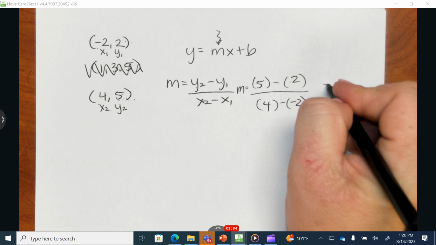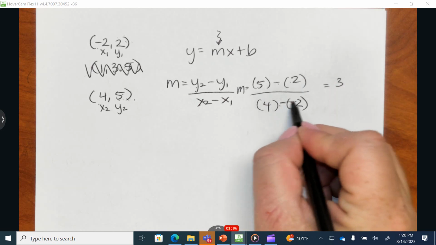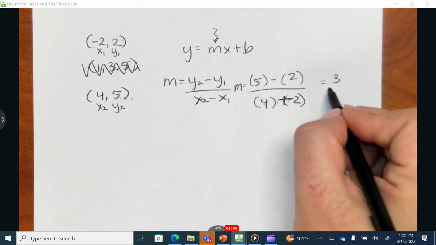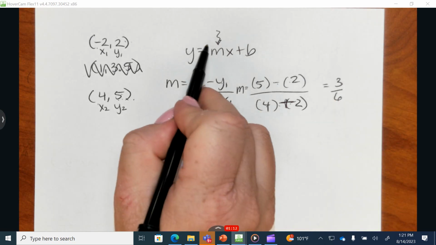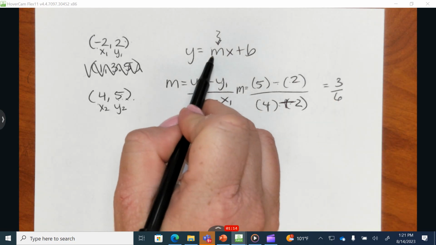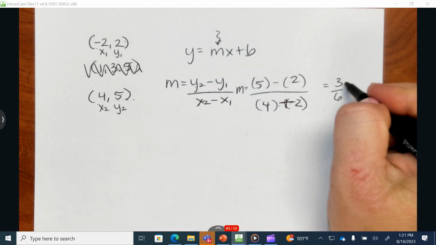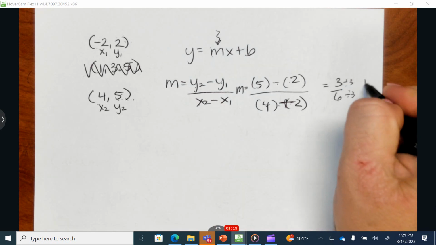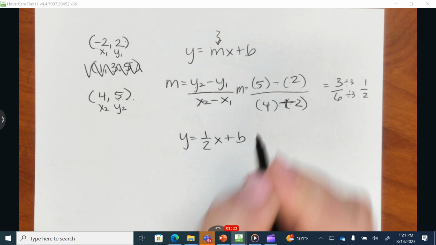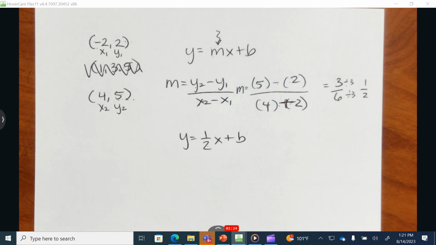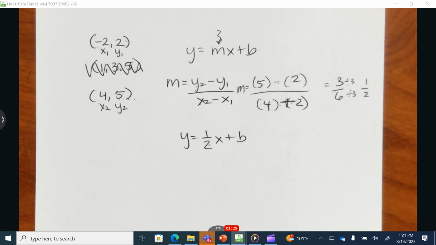5 subtract 2 is 3, 2 negatives make a positive, and 4 plus 2 is 6. Now this is not wrong, and if you wrote 3 over 6, I would accept that. It can be reduced down to 1/2. So y equals 1/2 x plus b. Again, if you leave it as 3 over 6, I will not count it wrong. This is just the reduced form of 3 over 6.